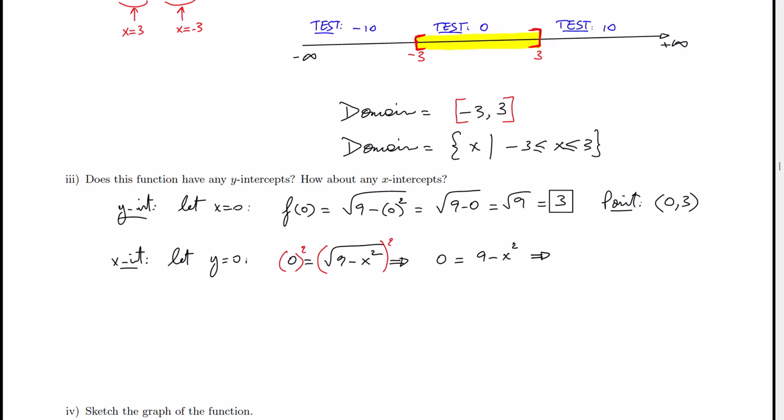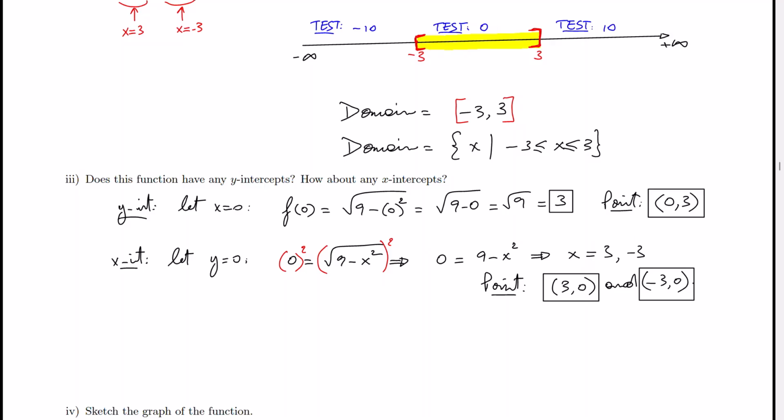And we already know that the numbers that will make this equation equal to 0 are 3 and -3. So there are 2 points in this case that represent the x-intercepts. The first one is (3, 0), and the second one is (-3, 0). So there are 3 solutions in this particular problem: (0, 3), (3, 0), and (-3, 0).